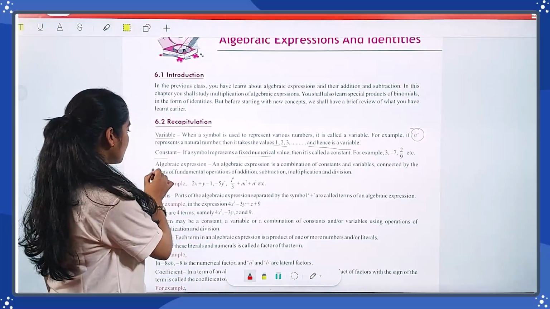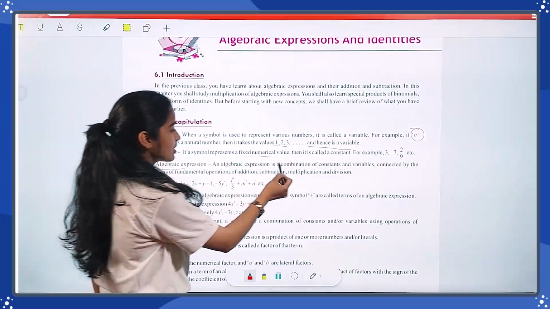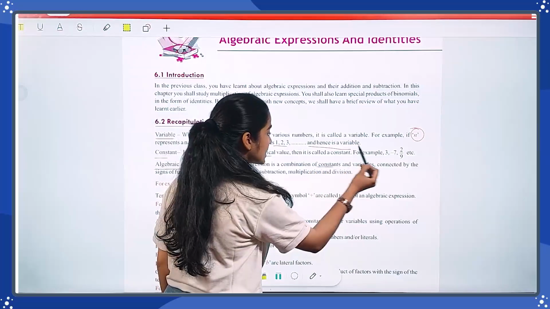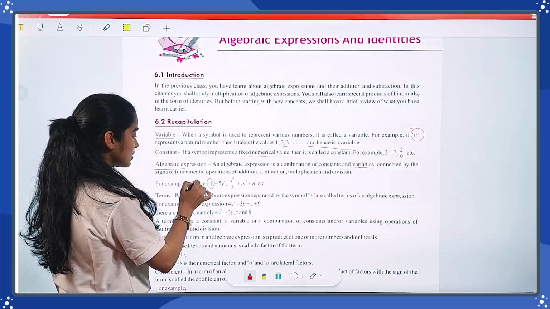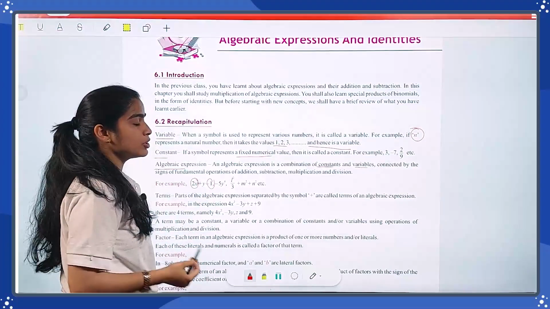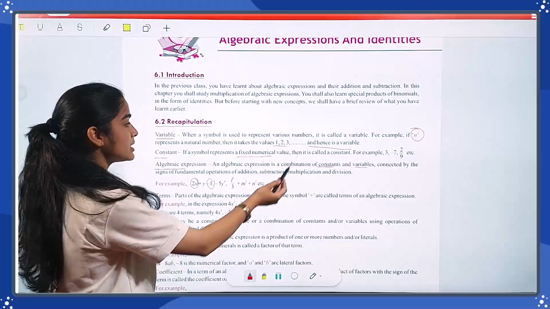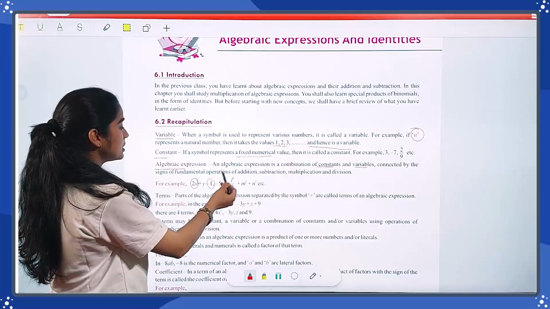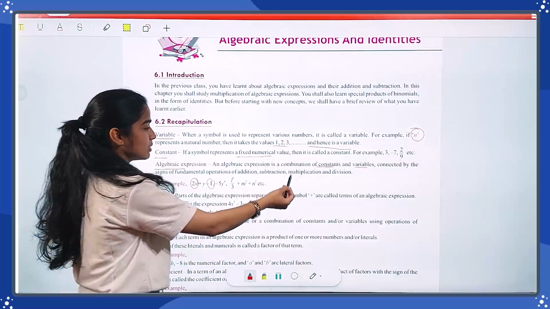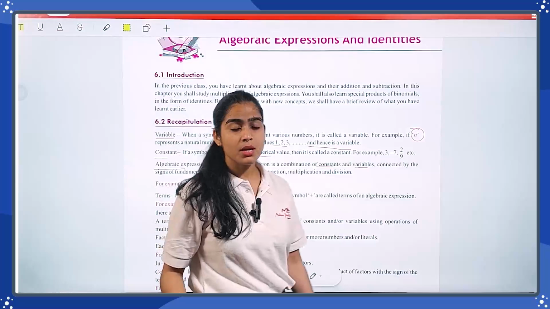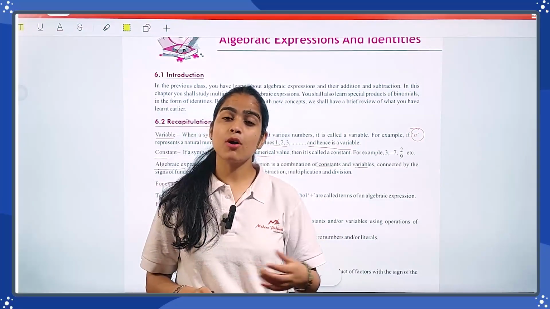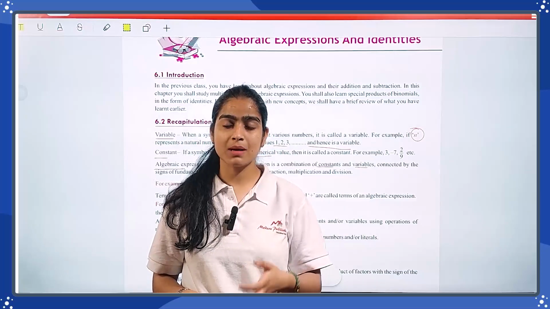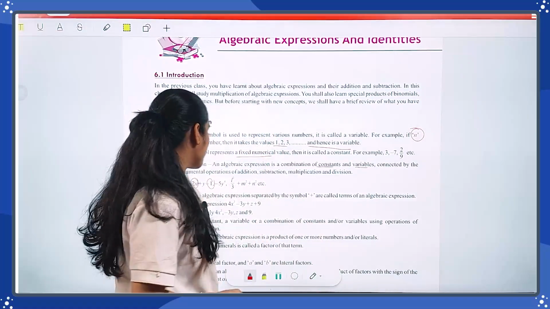Now we have algebraic expressions. An algebraic expression is a combination of constants and variables. If you look here, this is your constant, this is your variable. It is a combination of constants and variables connected by the signs of fundamental operations of addition, subtraction, multiplication, and division. How can we make a combination of the variables and constants? With the help of operational signs like plus, minus, divide, and multiplication.